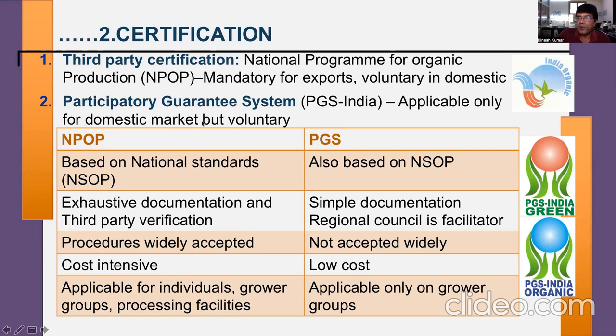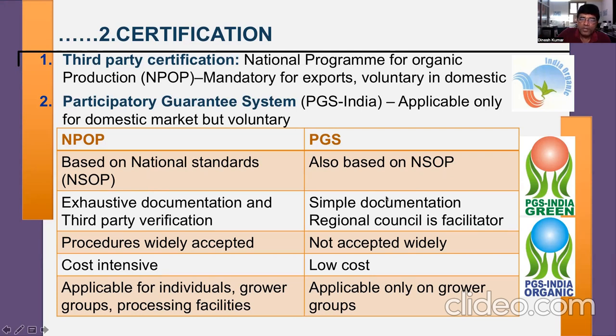But you cannot export it. The product cannot be exported if you have PGS certification. See the differences between NPOP certification, or third party certification, and PGS. It is based on national organic standards, NSOP, National Standard of Organic Production. Exhaustive documentation and third party verification in NPOP. This is simple documentation, and the Regional Council is the facilitator.